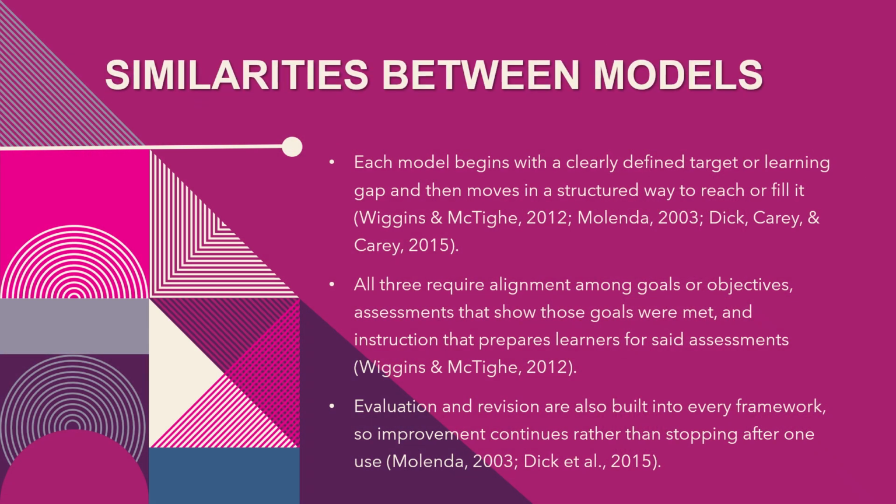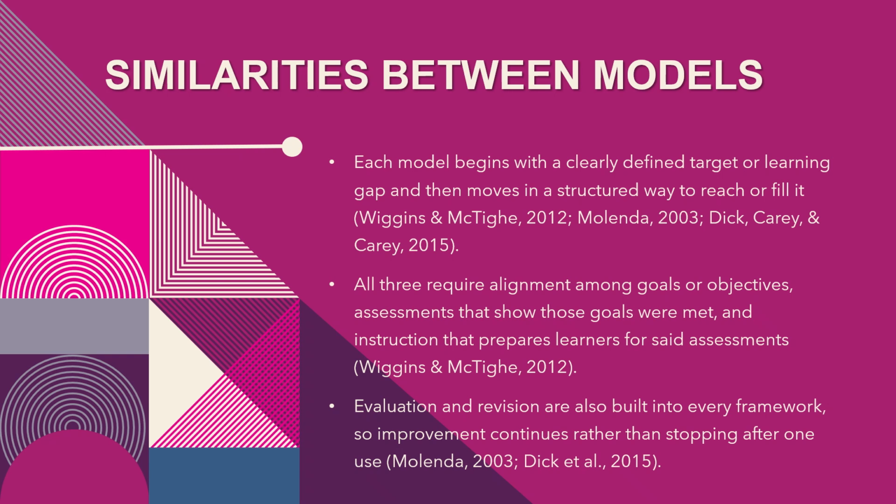Each model begins with a clearly defined target or learning gap, and then moves in a structured way to reach or fill it. All 3 require alignment among goals or objectives, assessments that show those goals were met, and instruction that prepares learners for said assessments. Evaluation and revision are also built into every framework so improvement continues rather than stopping after one use. Each model treats teaching as a step-by-step process rather than a pile of activities, which helps teachers steward limited time and resources wisely as instructed in Proverbs 16:3 and Colossians 3:23.